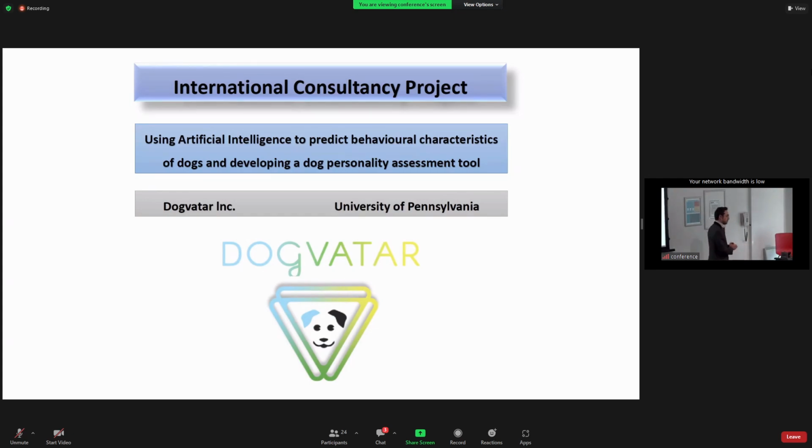So this is one of the projects, and the product is going to be commercialized, and the Dogvatar company is going to patent it, and it can be used for people when they want to adopt a dog or buy a pet, for instance.